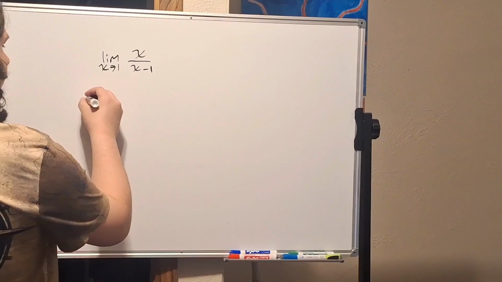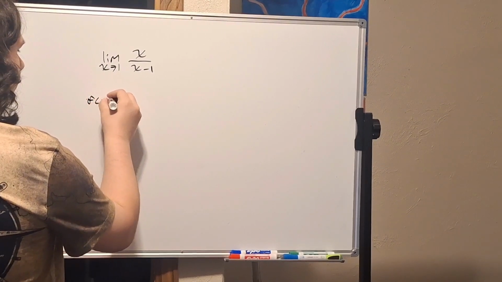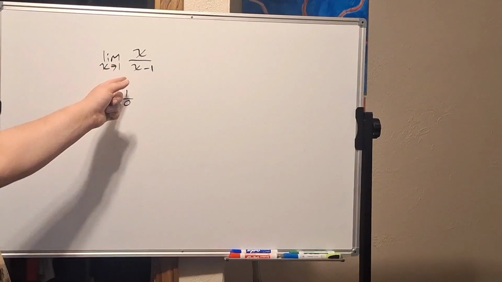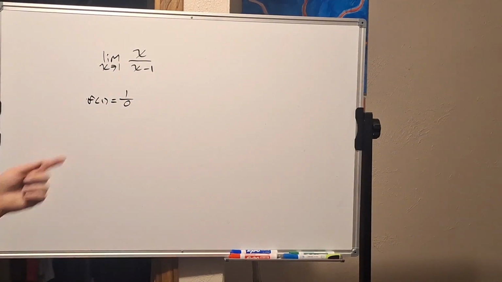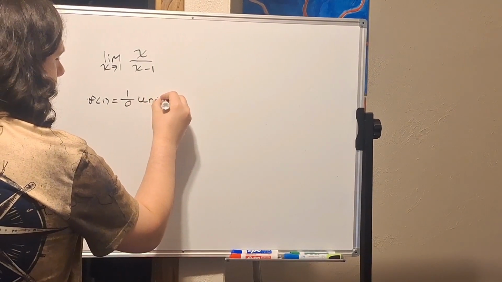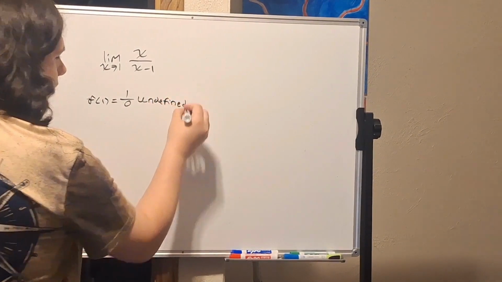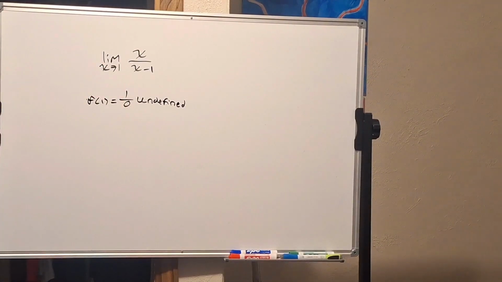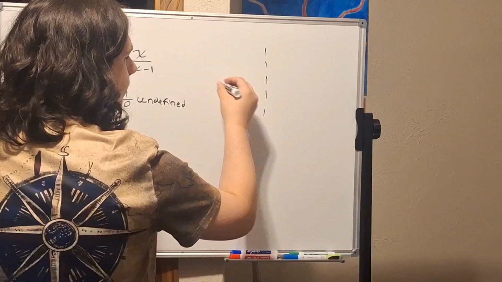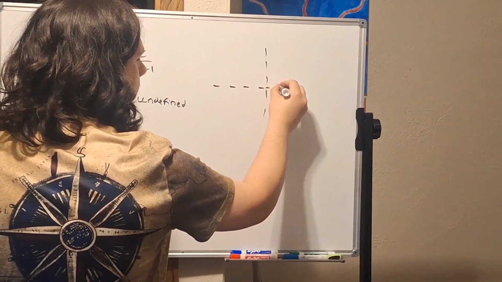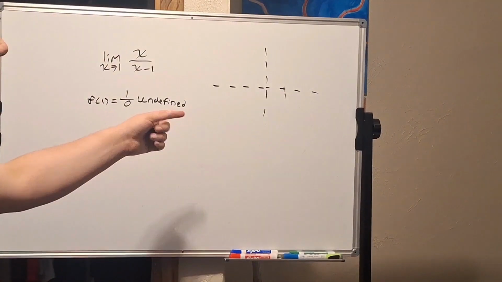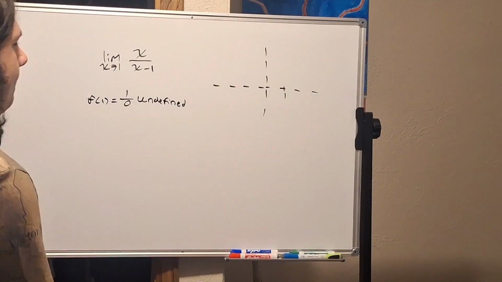So if we were to plug this in, f of 1, that would be 1 over 0, because 1 over 1 minus 1, 1 minus 1 is 0, so 1 over 0, and that is undefined. But that does not mean that the limit is undefined. So let's actually graph our function. This will be 1. So let's see what happens when this function approaches 1.